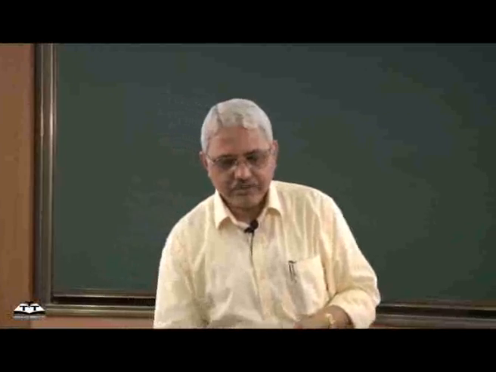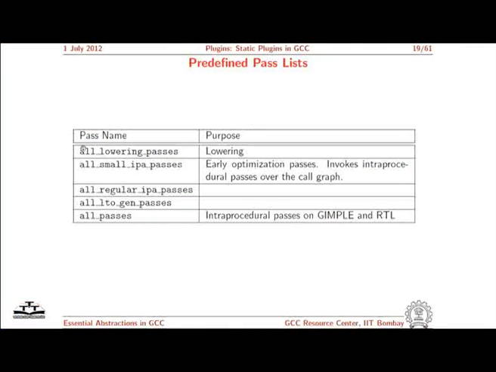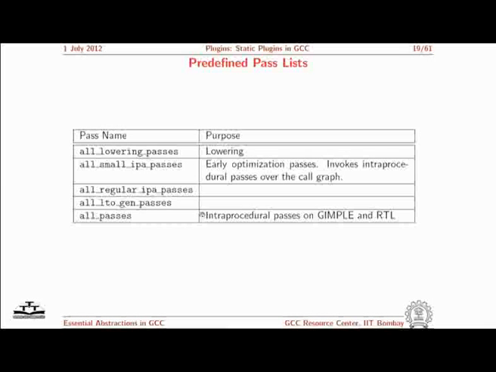Okay, so these are the predefined pass lists. All lowering passes we saw, there are 12 all lowering passes. There are all small IPA passes. These are early optimization passes. They also invoke intra-procedural passes over the call graph. So these are basically restricted to a translation unit. All regular IPA passes, these are across translation units. And these are all passes, the remaining intra-procedural passes on Gimple and RTL.